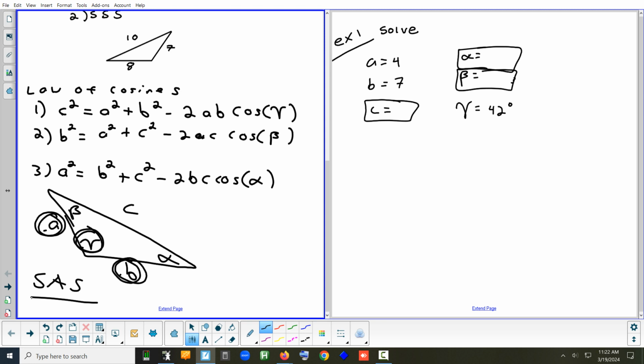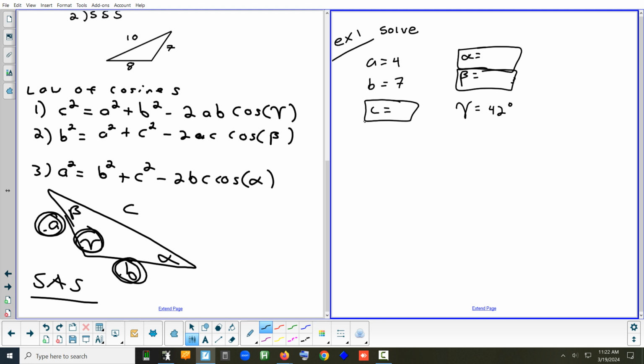Okay, so when you are solving the law of cosines and you have a side angle side problem, you have to find the side you're missing first. You don't have any choice. You have to find the side first. So, which version of the law of cosines am I going to use to find C? Which one? First one. Yeah, I have to use the first one because I'm already missing the C. Okay? I can't be missing anything else.